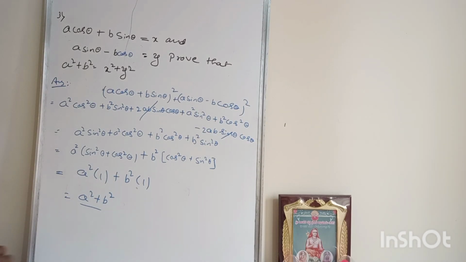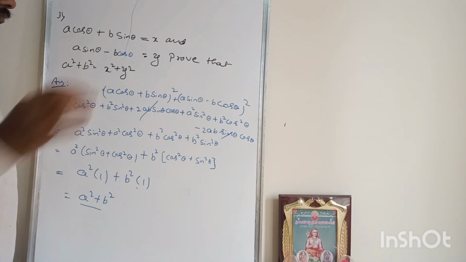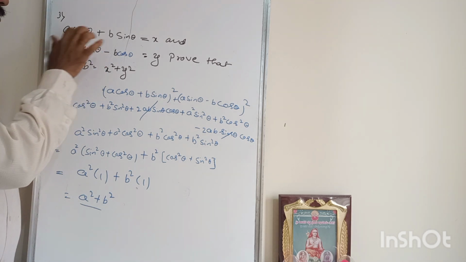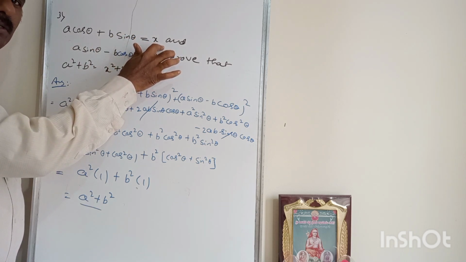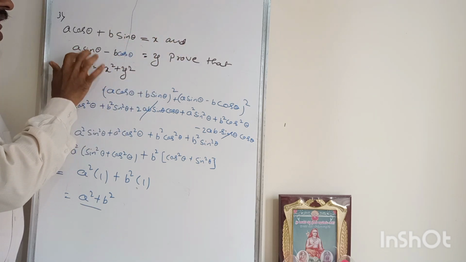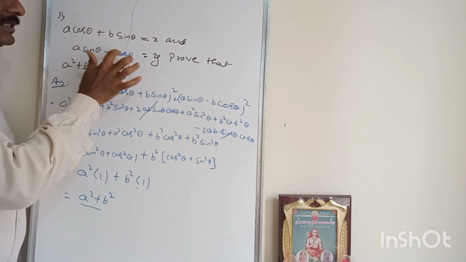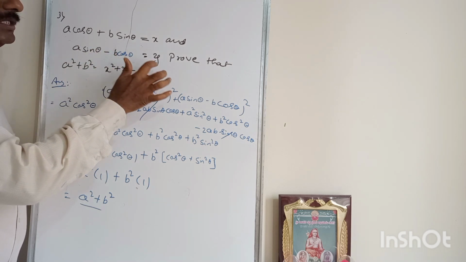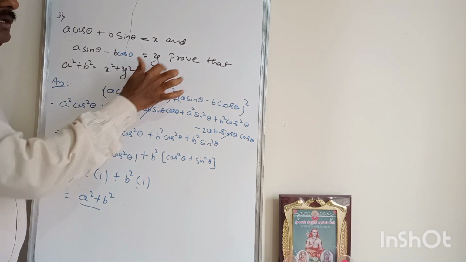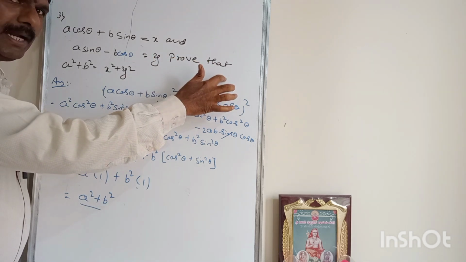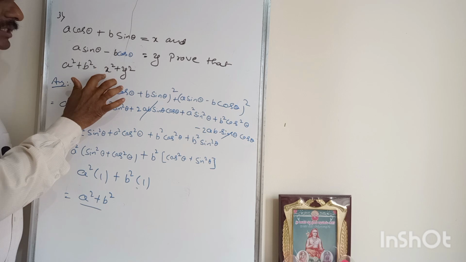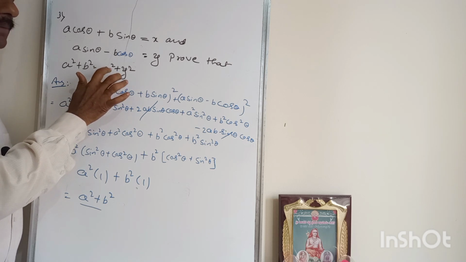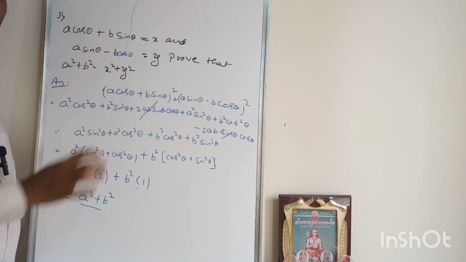Welcome to the third problem. See it carefully. A cos theta plus B sin theta is equal to x, and A sin theta minus B cos theta is equal to y. Then prove that A square plus B square is equal to x square plus y square.